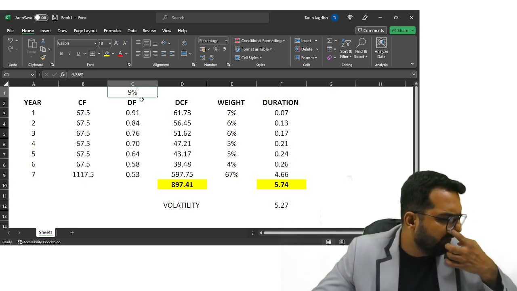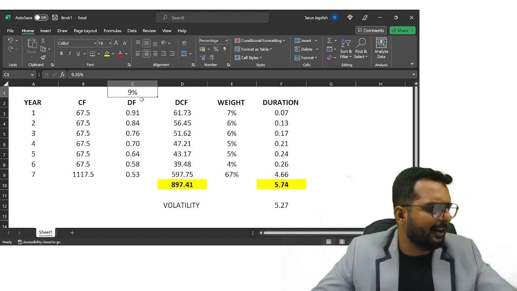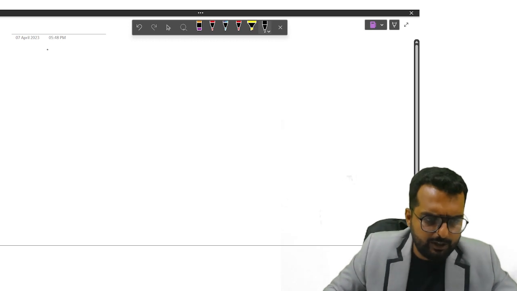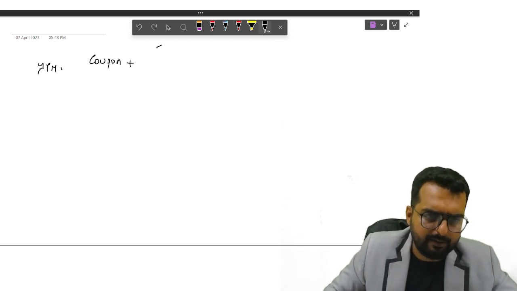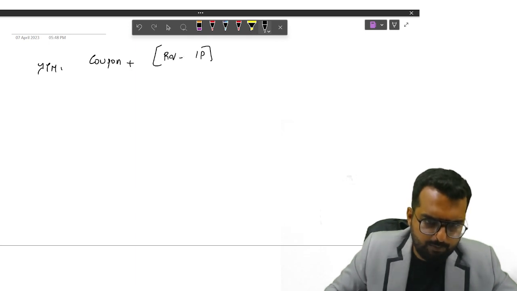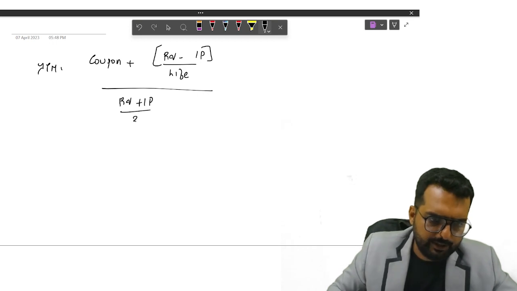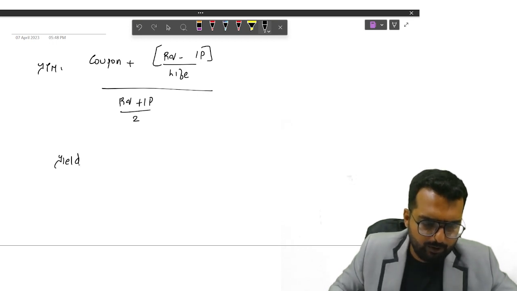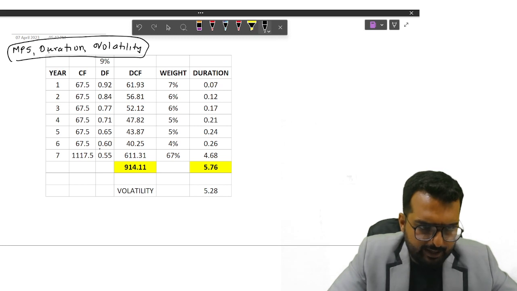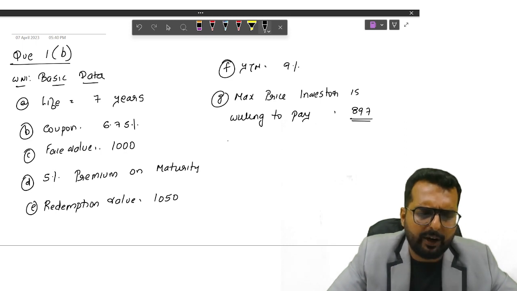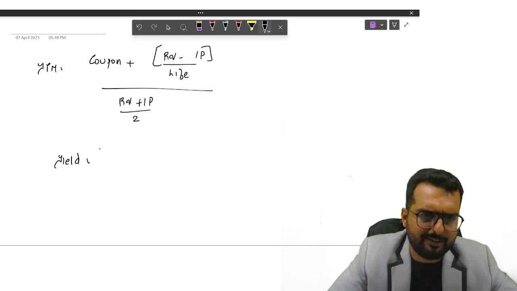All right. Now what I will do is I will find out this same answer using the YTM formula. You know the YTM formula, yield to maturity. What will be the formula? Coupon amount plus redemption value minus issue price divided by life, issue price divided by 2. Okay. So yes, here I'll take the coupon amount already taken as how much? 6.75%, correct?